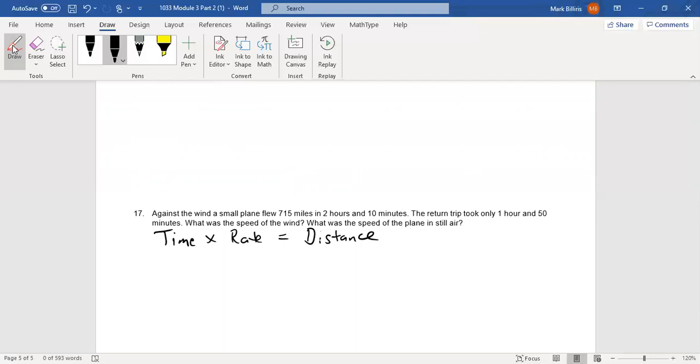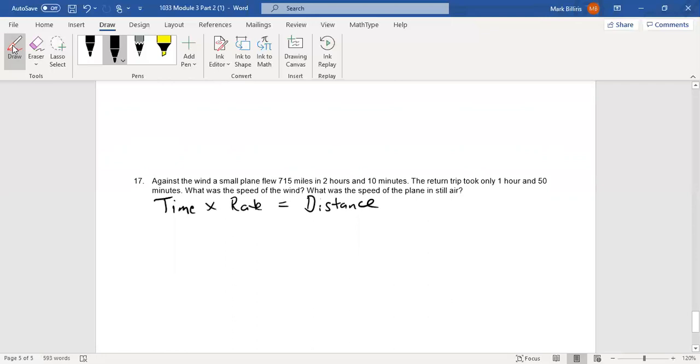Okay, so now let's read the problem. It says, against the wind, a small plane flew 715 miles in 2 hours and 10 minutes. The return trip took only 1 hour and 50 minutes. What was the speed of the wind, and what was the speed of the plane in still air? So we have against the wind and with the wind. So let's look at rate first. So we're going to let P equal the plane in what we call still air.